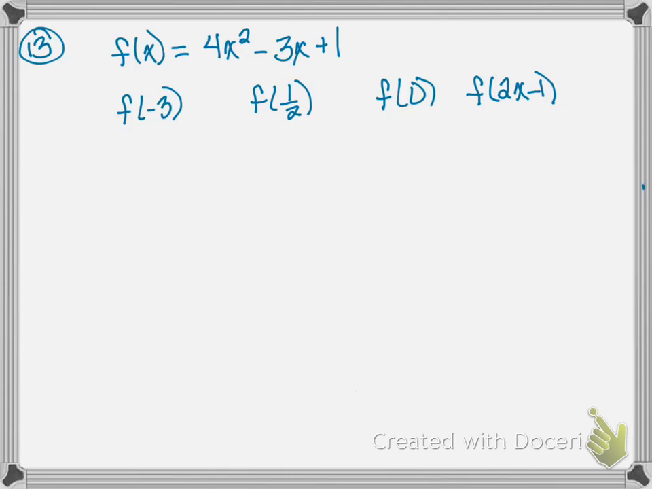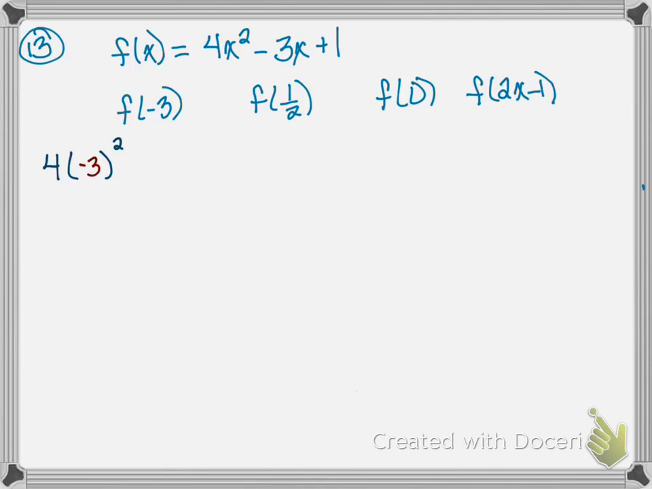So for number 13, we are given a function. The function is f of x equals 4x squared minus 3x plus 1. And we are being asked to find several values for x in here. So the first one that I have is negative 3, f of negative 3. So what I'm going to do is take this negative 3 and plug it in where there is an x. So I'm going to have 4. Okay. And then I'm going to have my negative 3. Going to go right in there where the x was.